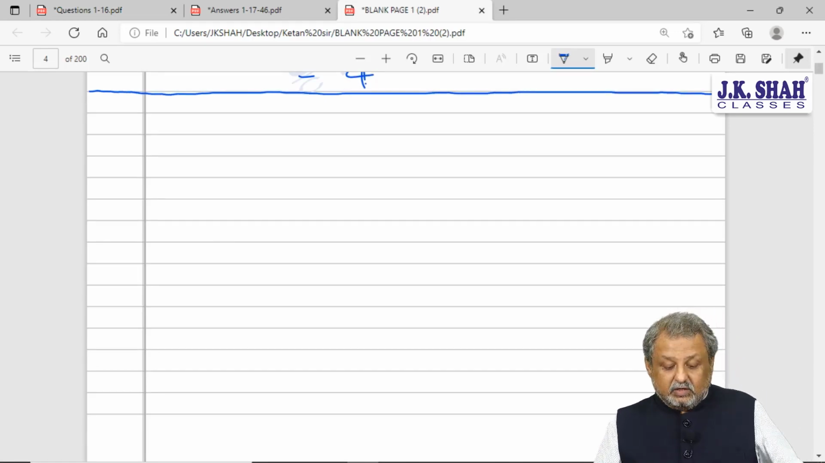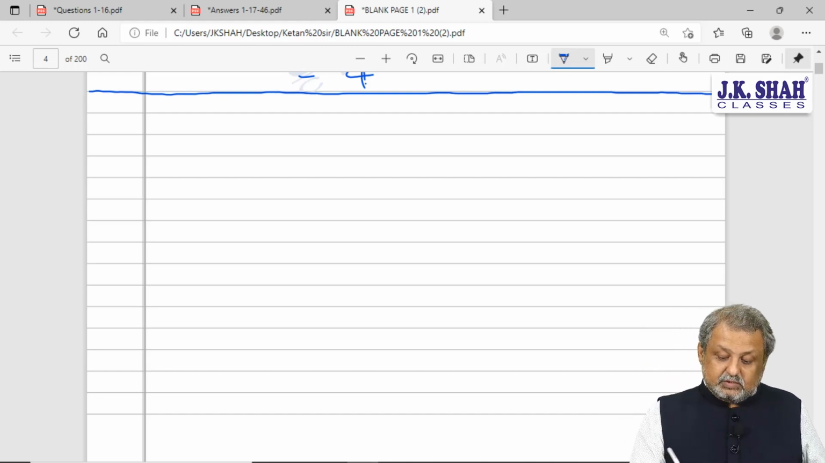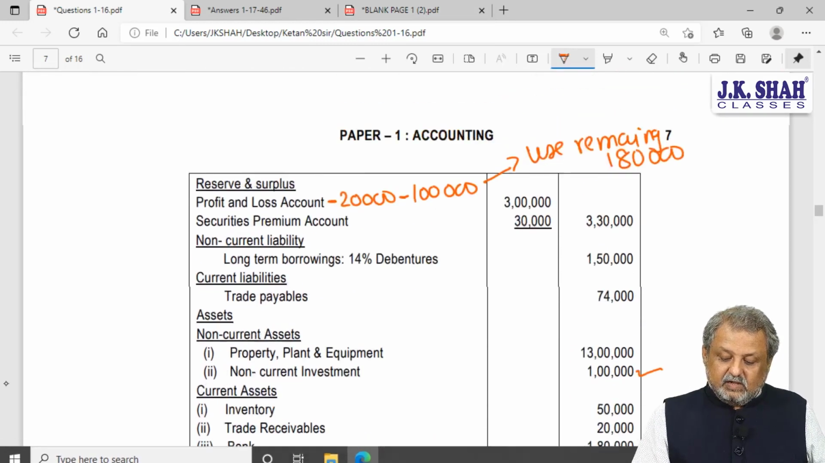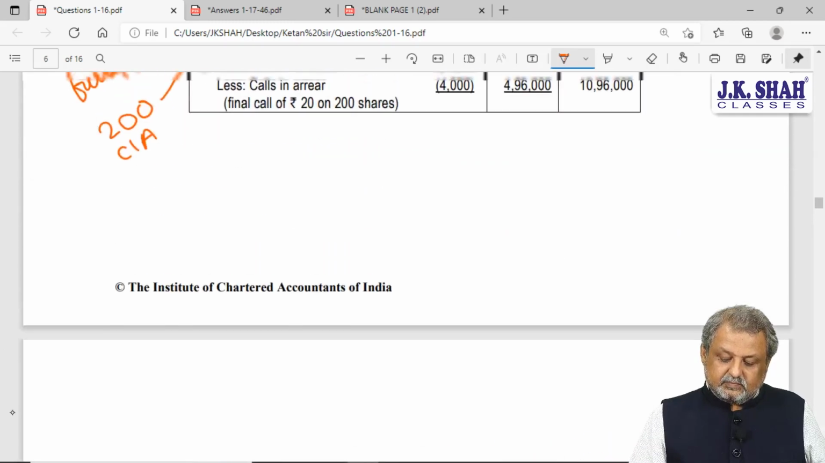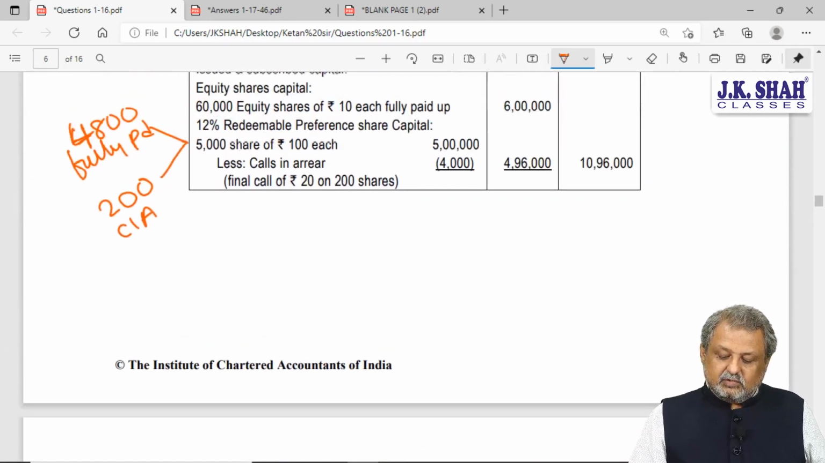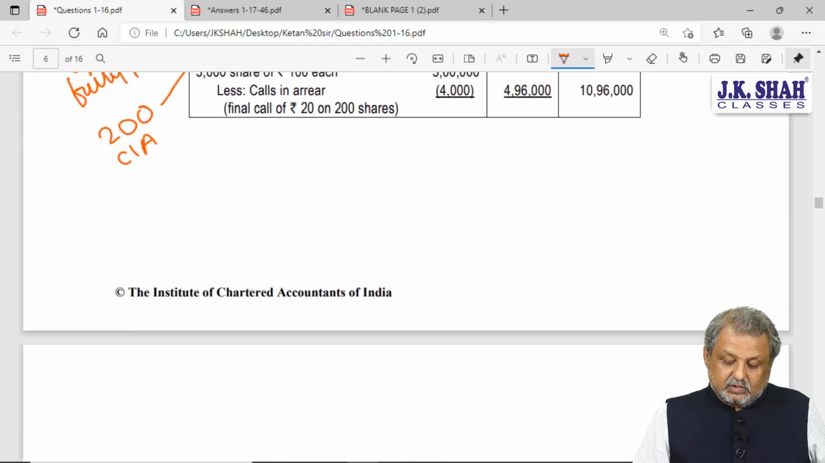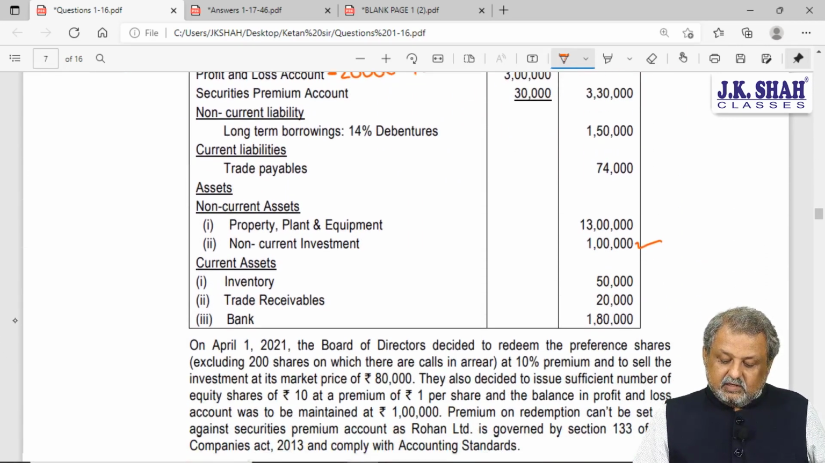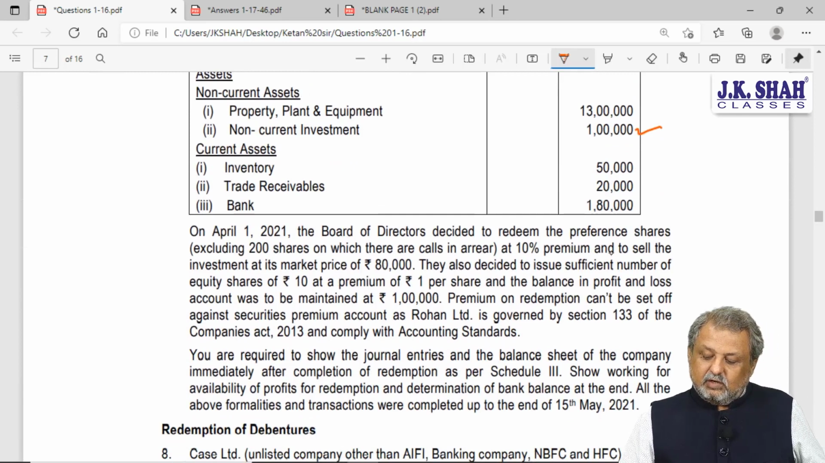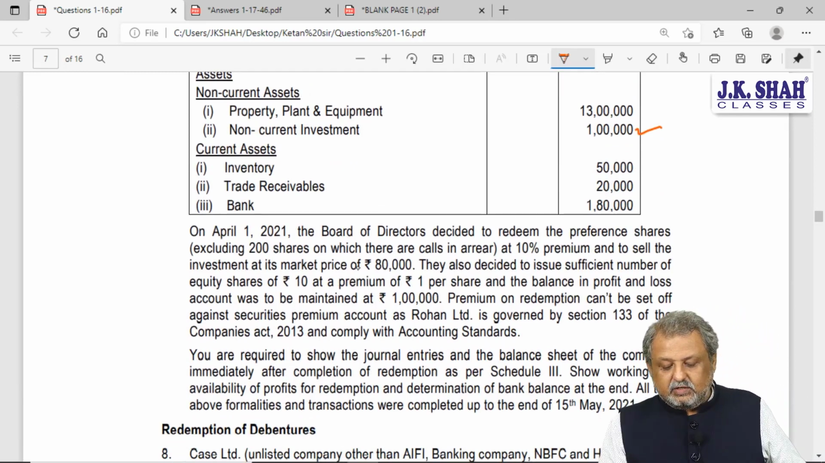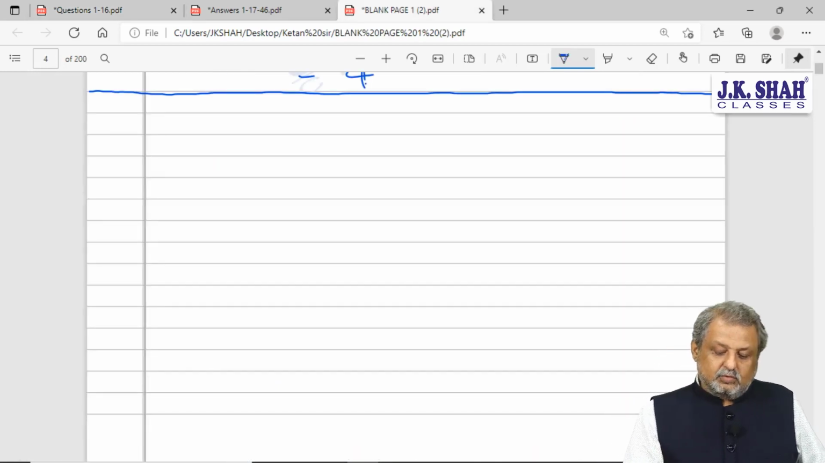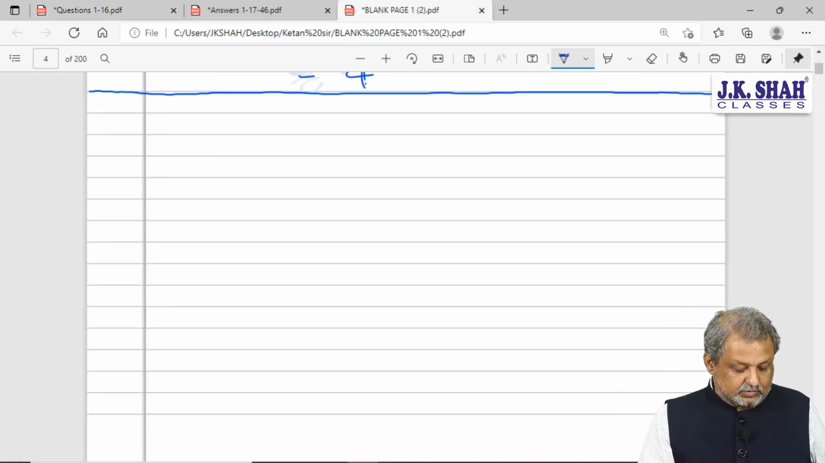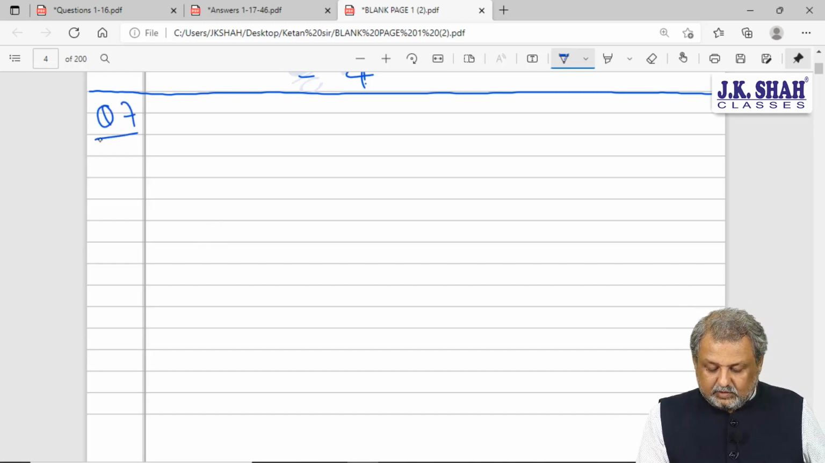Now, what are the 2 working notes? The important thing is, in the question you are having 5,000 shares. Out of that, calls in arrears on 200 shares. Now the question very clearly said that you are to redeem preference shares excluding 200 shares on which there are calls in arrears. That means you can redeem only 4,800 shares and they are redeemed at a premium of 10%. So you will prepare 2 working notes.